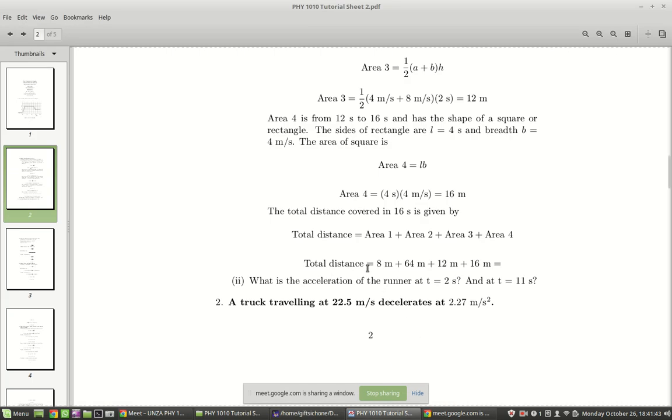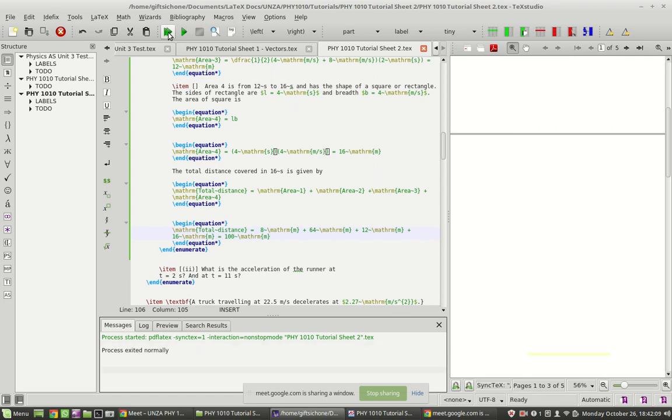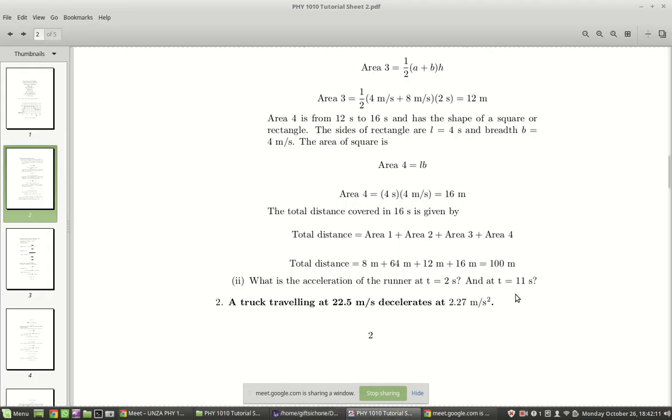Yeah, total distance is equal to 8 meters plus 64 meters plus 12 meters plus 16 meters. That gives you how much? 100 meters. Okay, 100 meters. Are we clear here about what we have done?